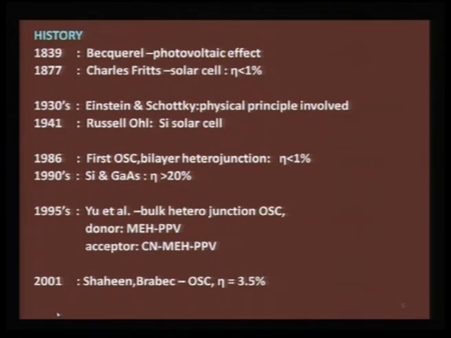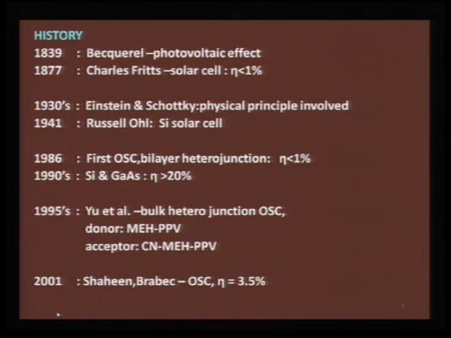In the 1930s, a lot of issues concerning solar cells and the physics of it were expounded by Einstein and Schottky, and the physical principles involved in solar cells were manifested through their experiments and studies. In 1941, the first silicon solar cell was made by Russell Ohl, and in 1986 the first organic solar cell, a bilayer heterojunction with an efficiency of less than 1%, was reported.